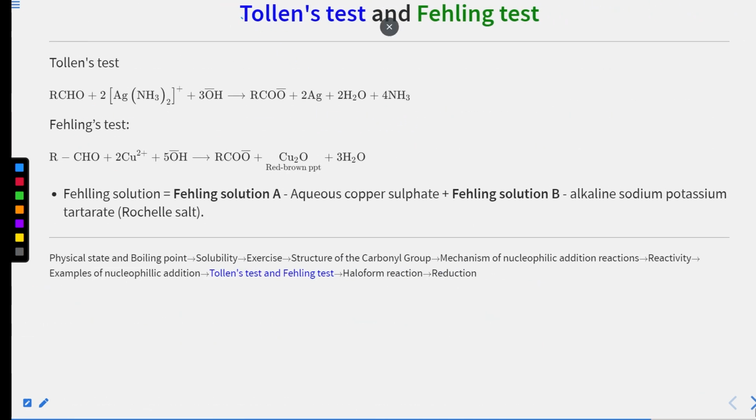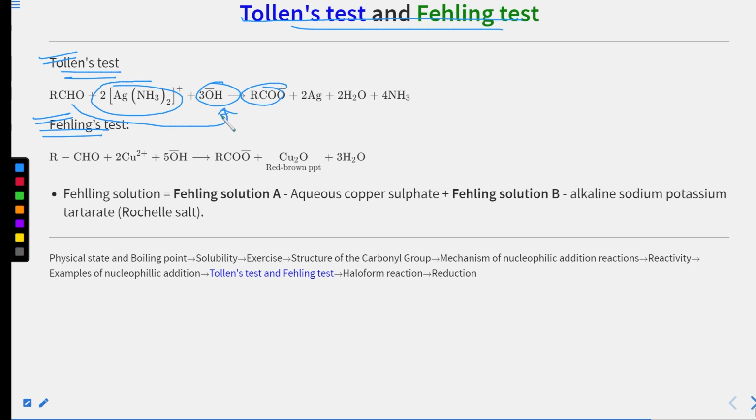Next we will move to oxidation. This is oxidation. These two oxidation tests are very important, that is Tollens' test and Fehling's test. Both of these tests are used to test the presence of an aldehyde group. So if there is an aldehyde group and we are treating it with Tollens' reagent, which is basically a complex of silver, okay, this is a complex of silver. If we treat it in the basic medium, then this aldehyde will be oxidized. Sorry, it will be oxidized to your carboxylate ion plus silver, H2O and NH3.